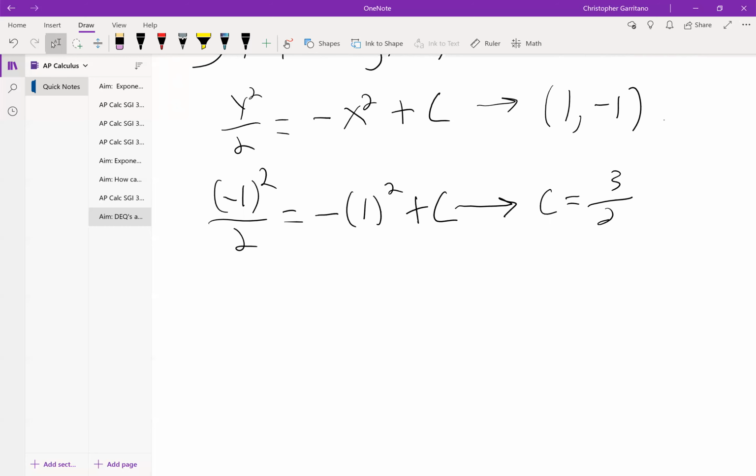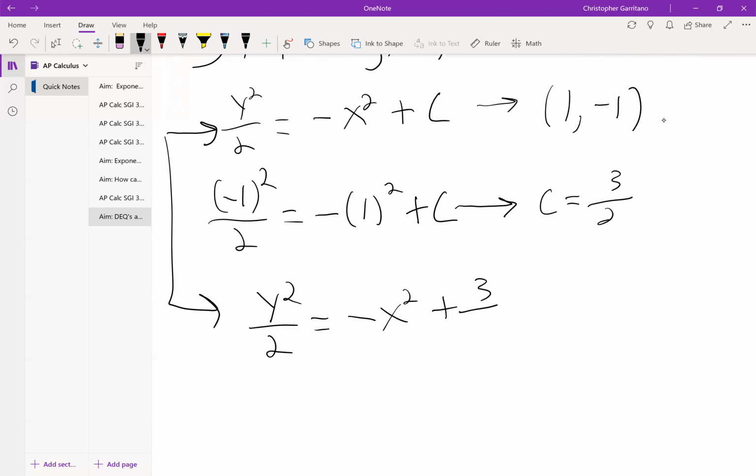I'm going to go back to my step that I was at. So we were at this step. We've solved for c, and so now I'm going to plug that value of c in. I have y squared over 2 is equal to negative x squared plus 3/2. Remember, the ultimate goal here is that I need to solve for y. So I want to isolate y. So I'm going to multiply both sides by 2. And I have y squared is equal to negative 2x squared plus 3.